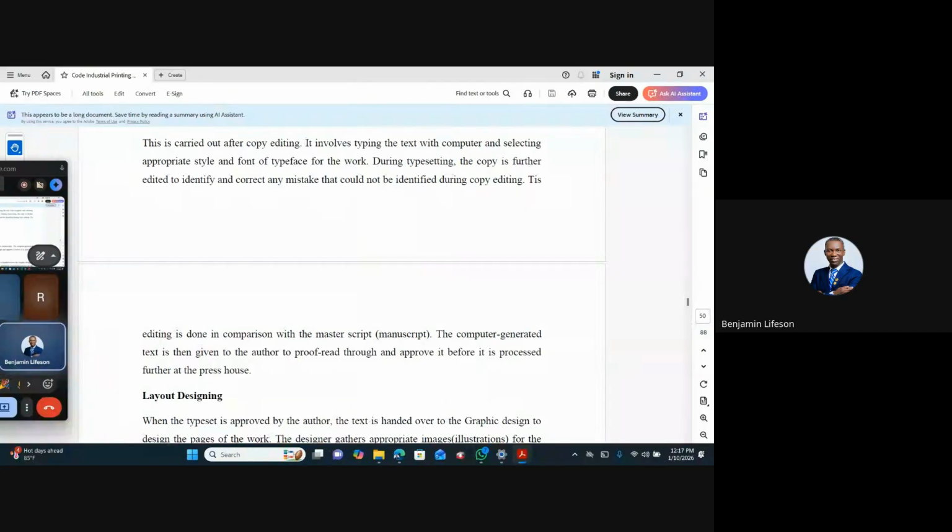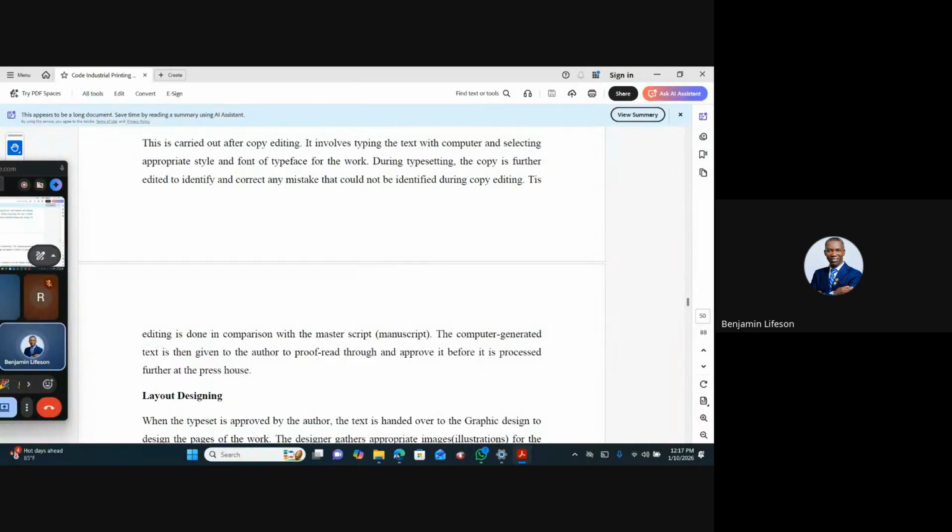Great. So you realize that after the copy editing, the next stage is typesetting. If you say type, it means what? You know, the word type is from typeface.